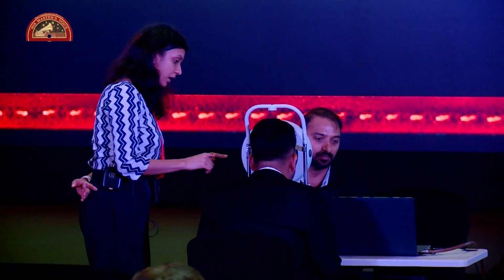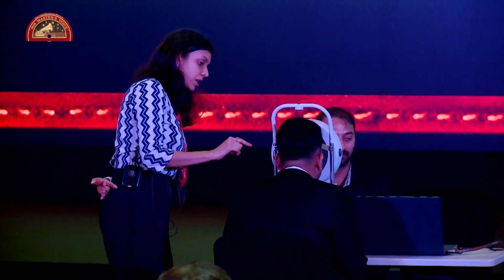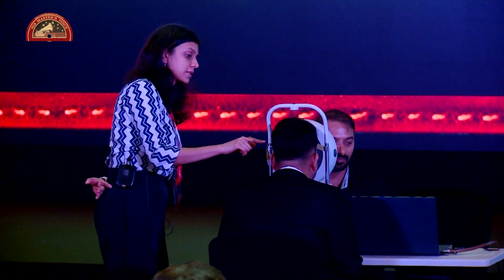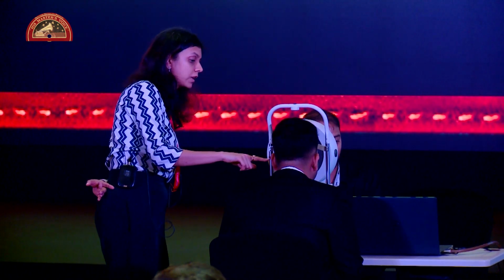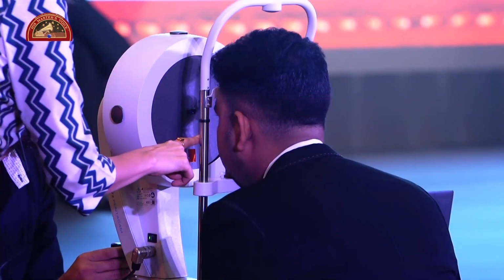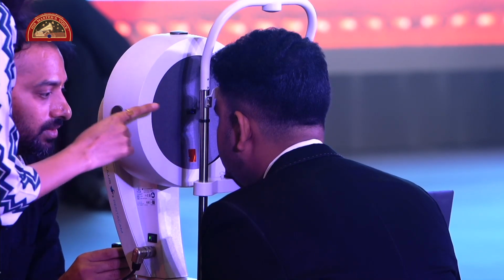The chin should ideally be placed on the chin rest, and the forehead should touch the headrest. Make sure that the black mark present between the chin rest and the headrest is along the level of the eye. Tell the patient to look into the target in the machine. In this machine, it's a red target.